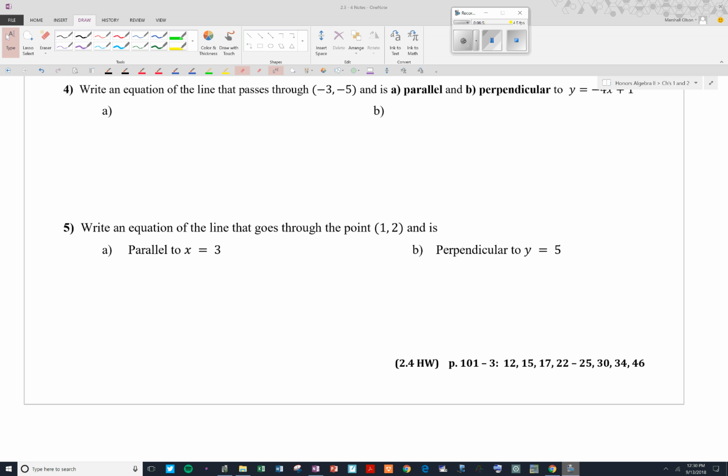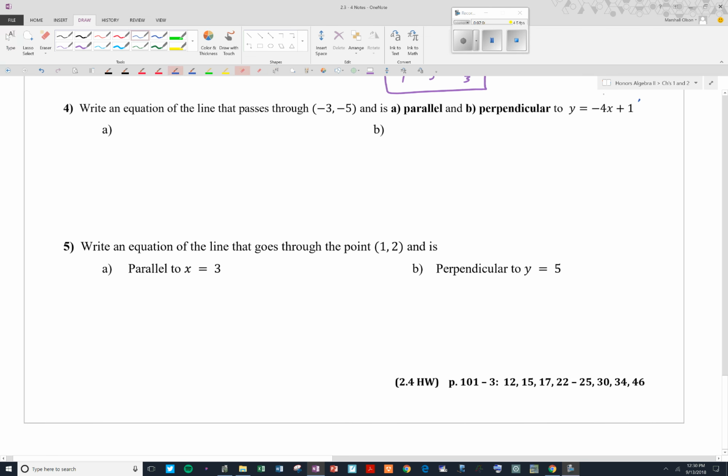All right, so now we're going to find equations of lines given whether they're parallel or perpendicular to a specific line. Here in this case, the line that we're working with in relation to is negative 4x plus 1. So first, we're going to find a line that is parallel to it going through negative 3, 5. If it's parallel to it, what does it mean about its slope? It's going to have the same slope.